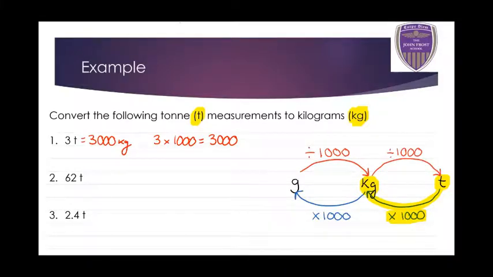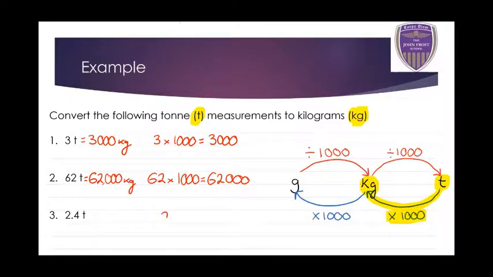What about 62 tons? If I want to turn that to kilos, well, exactly the same, just more of the same. 62 times 1,000, that will be 62,000. All right, so 62 tons in kilograms is 62,000 kilograms, okay?